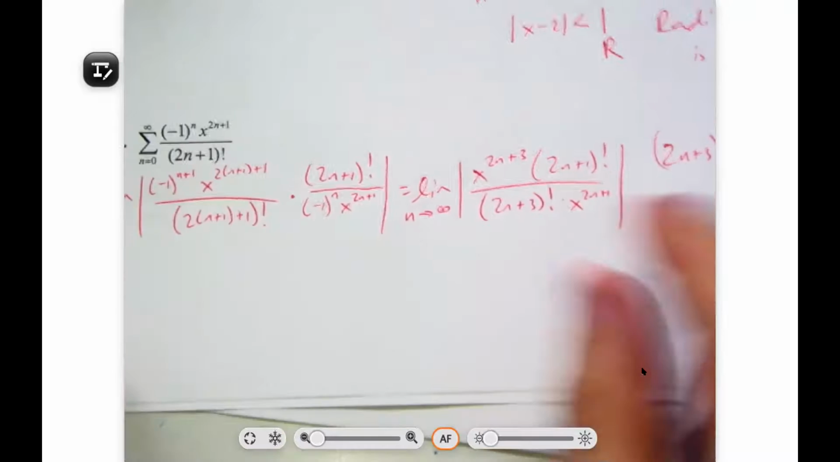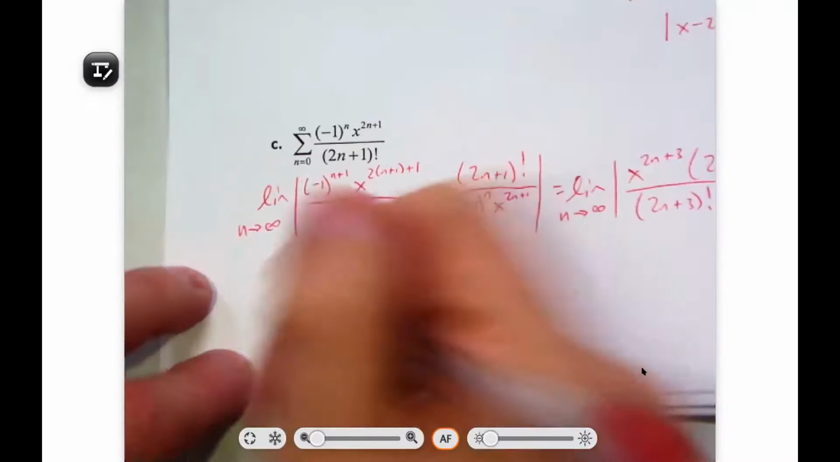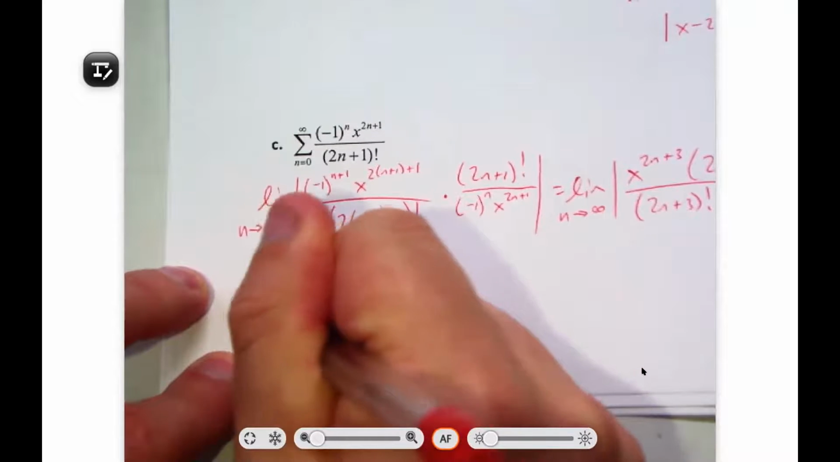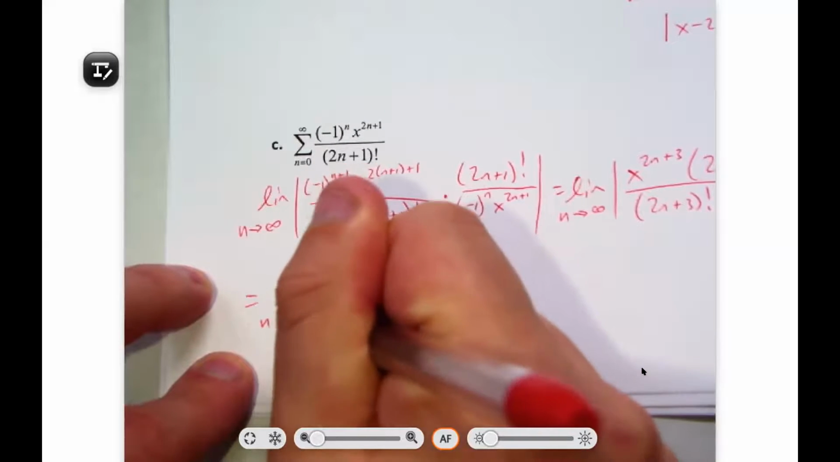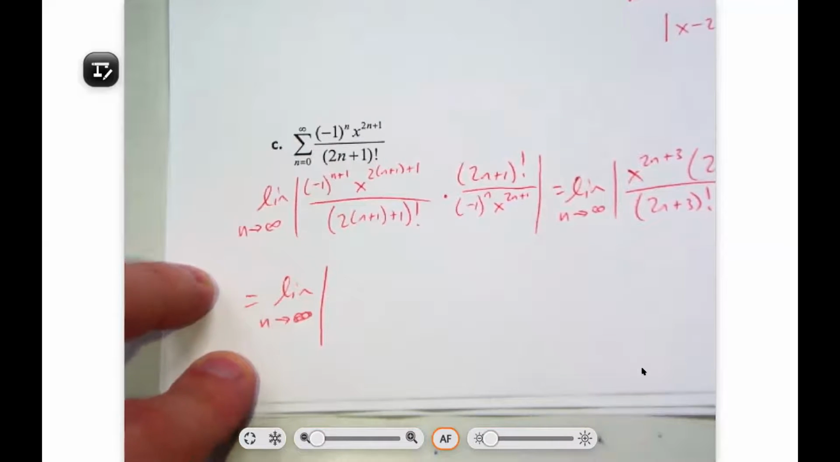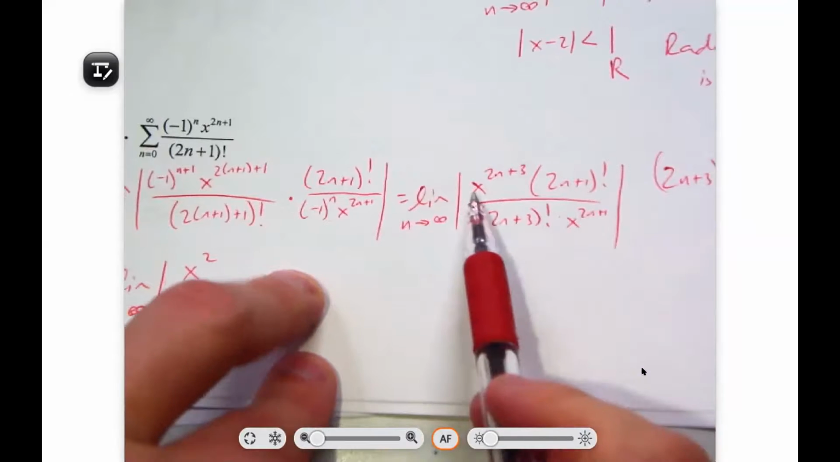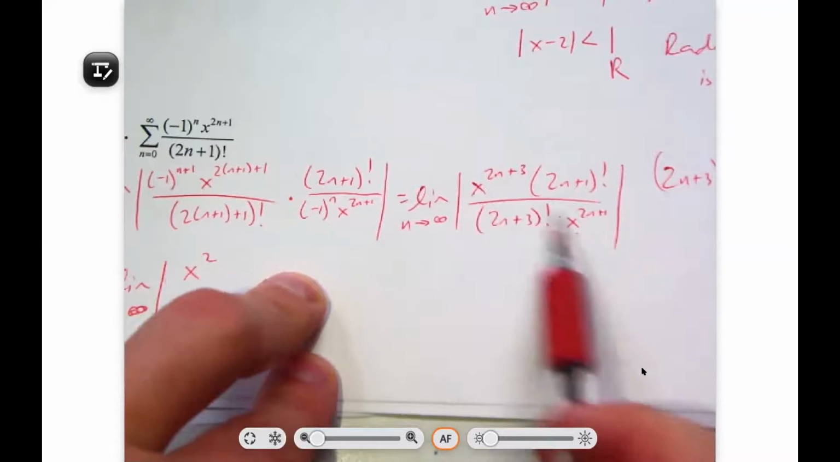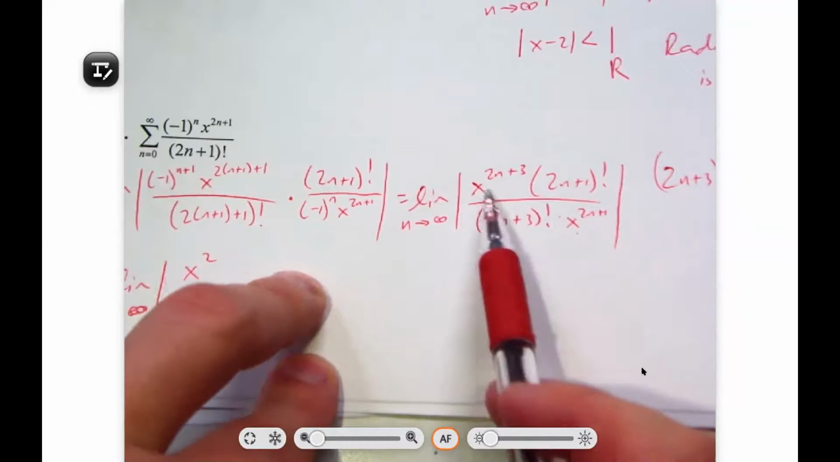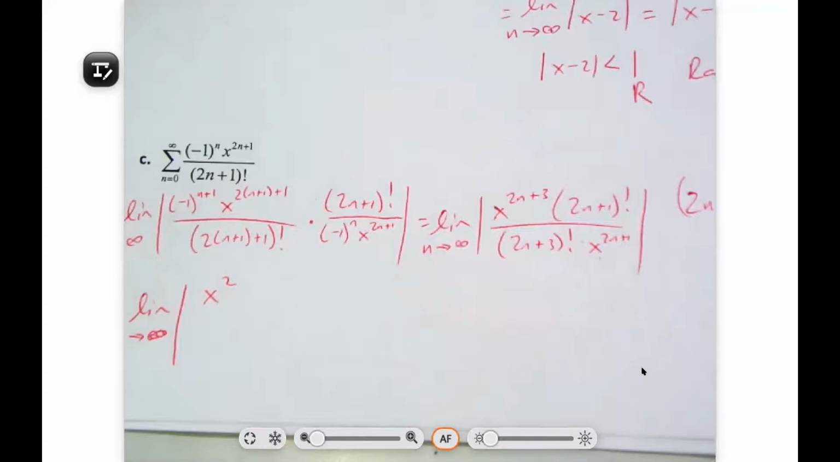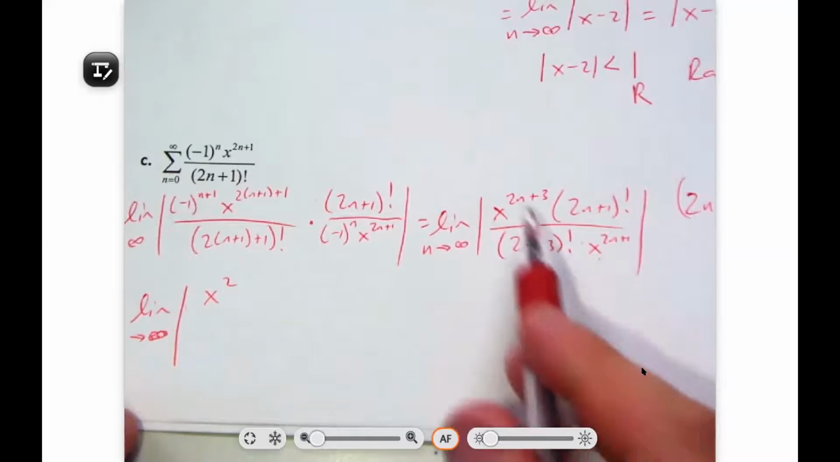Okay. So this equals the limit as n goes to infinity of the absolute value. Well, we're going to get x squared on top. And the reason is, think about your exponent rules. If you're dividing these two x's, you would keep the x and subtract the exponents, right? Whatever you get when you subtract your exponents would be the new exponent. So 2n plus 3 minus 2n plus 1 is just x squared. So you're keeping the base, you're subtracting the exponents.